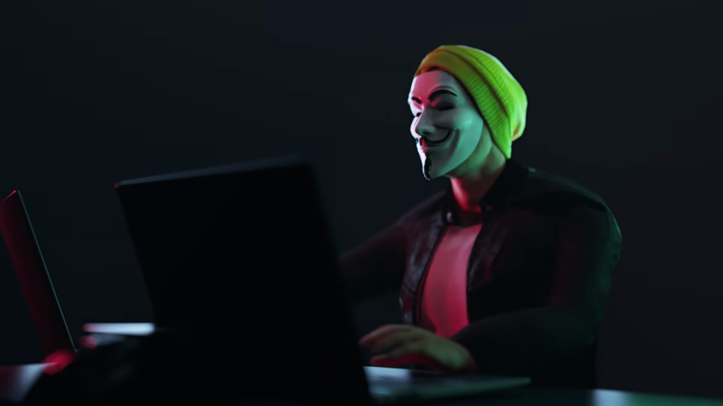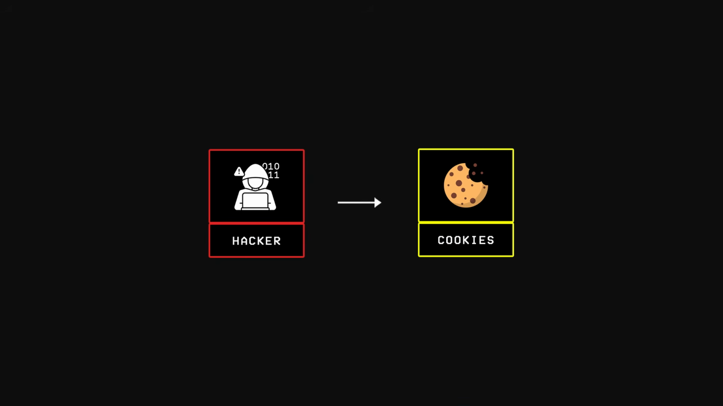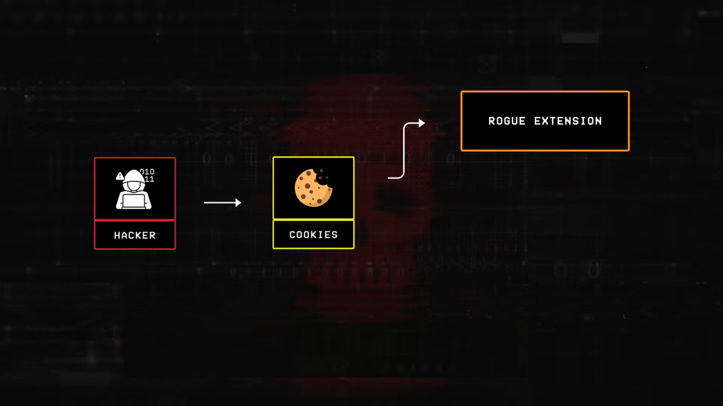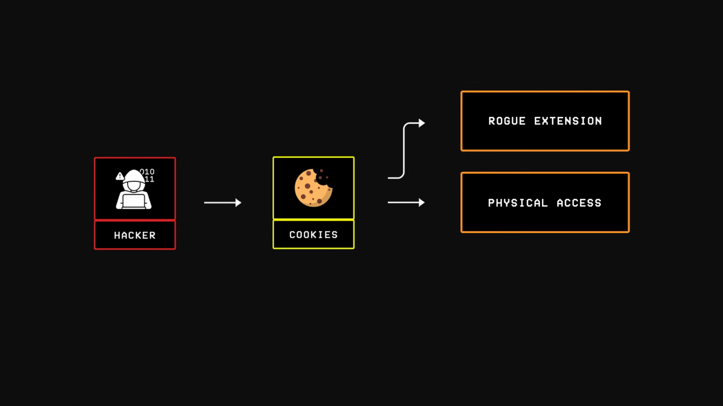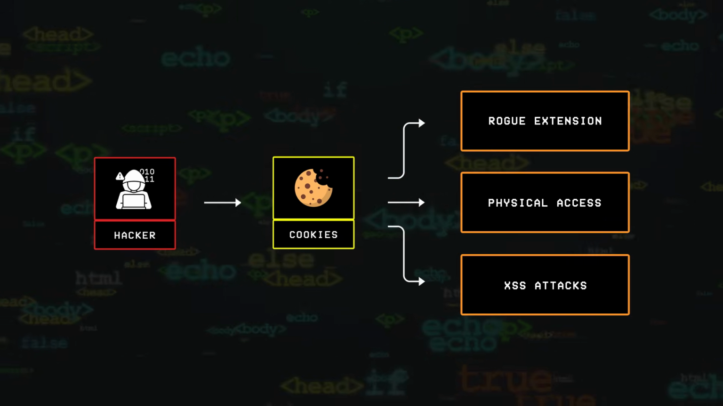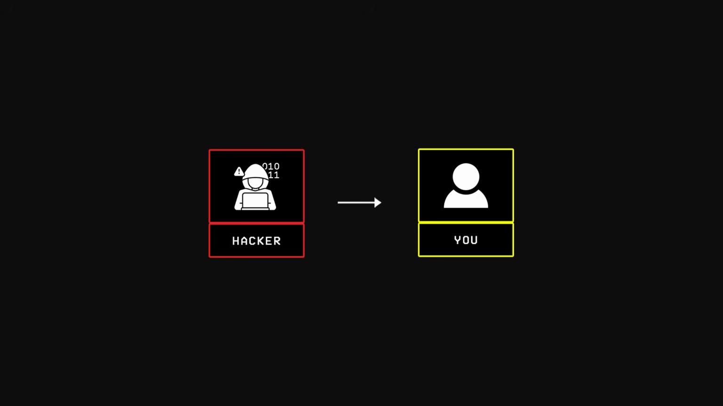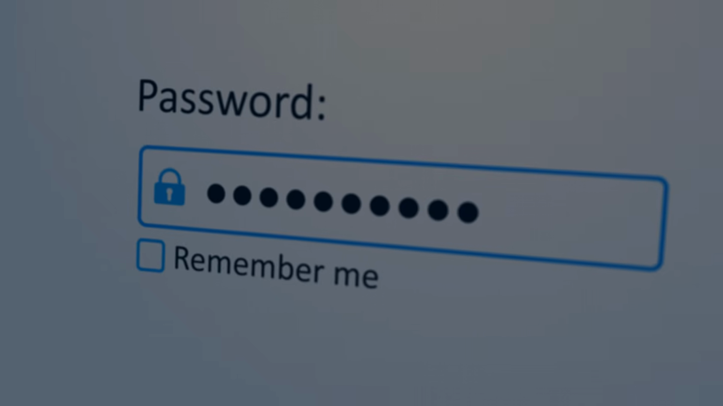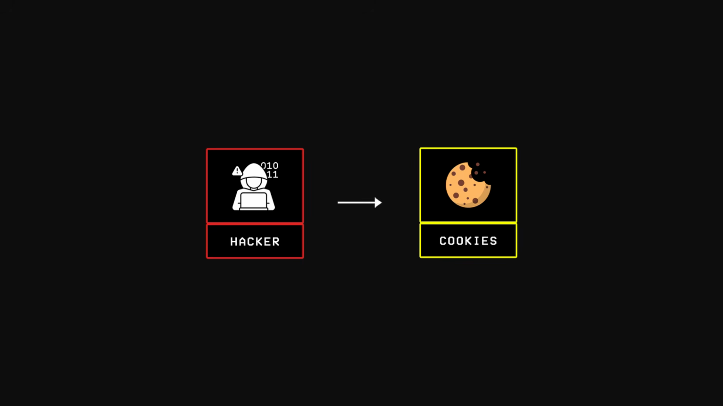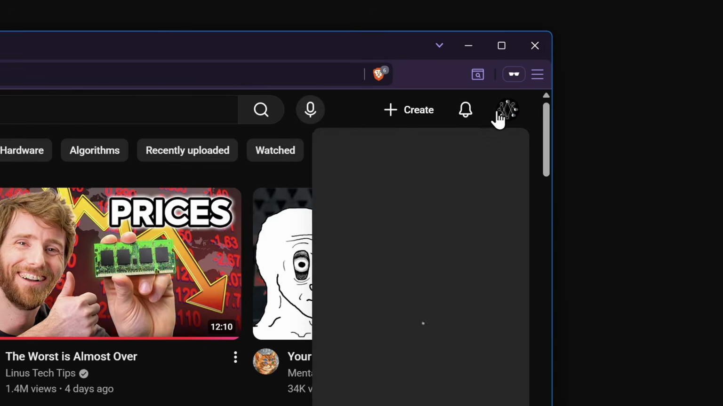Now the reason why this matters for hackers is simple. If someone can steal your cookie, whether through installing a rogue extension on your browser, gaining physical access to your device, or performing cross-site scripting attacks that we'll cover next, they can become you. They don't need your password or go through 2FA, but can simply take your cookie, paste it into their browser, and the server will treat them as you.